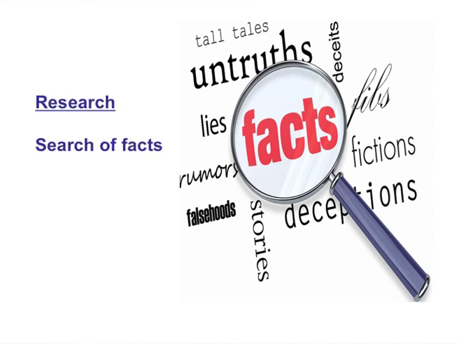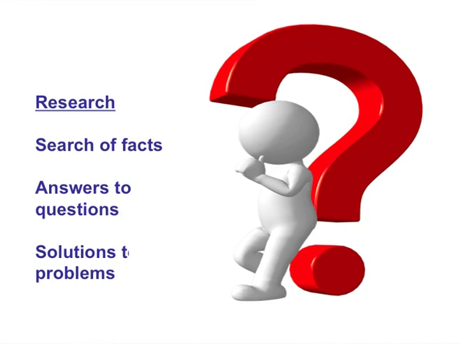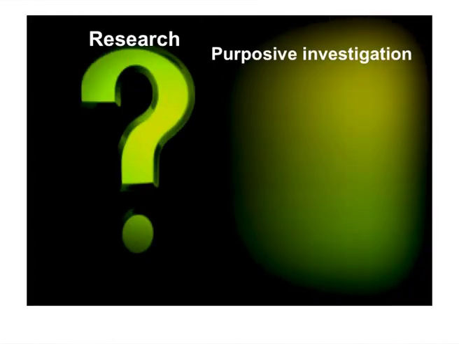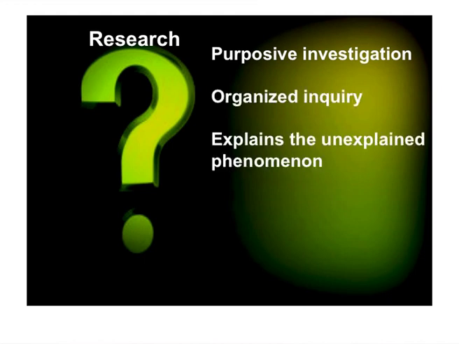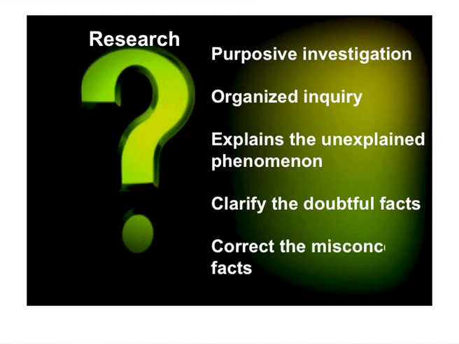Definition of research. Research simply means a search of facts, answers to questions and solutions to problems. It is a progressive investigation. It is an organized inquiry. It seeks to find explanations to unexplained phenomena, to clarify the doubtful facts and to correct the misconceived facts. How is this search made? What are the possible methods or approaches? The search for facts may be through either arbitrary or unscientific method, or it can be scientific method. Let us see what is arbitrary method.